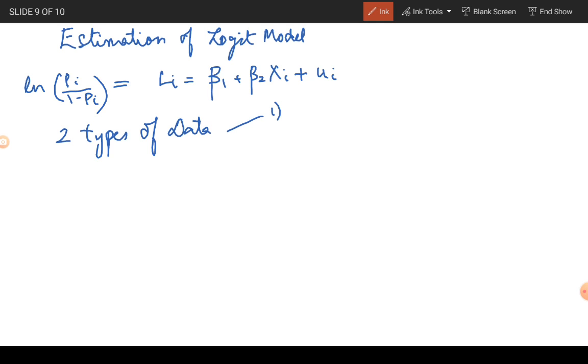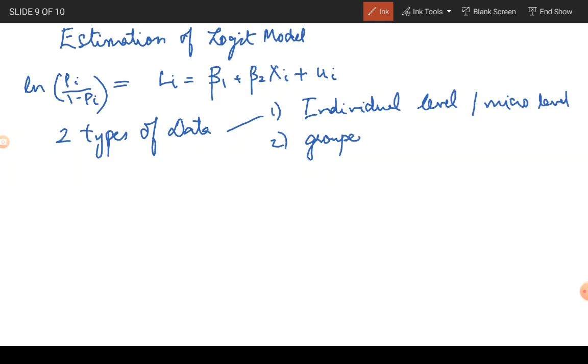Okay, now when it comes to estimating a logit model, we distinguish between two types of data. One is individual data at individual level, it is also called the micro level. And the second, the more important to us, is grouped or replicated data. Okay, so those are the two types of data that we have.